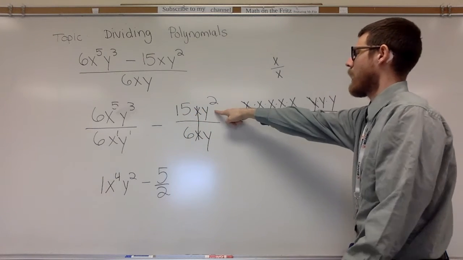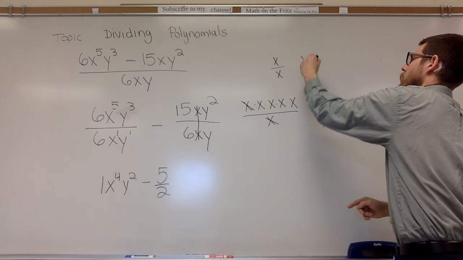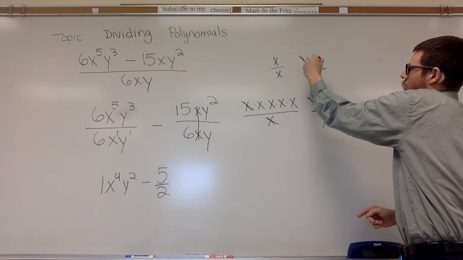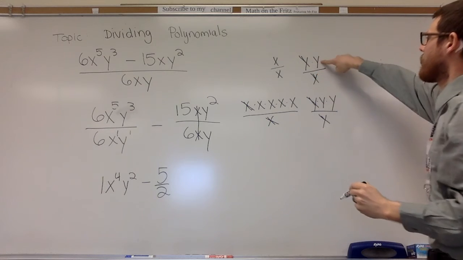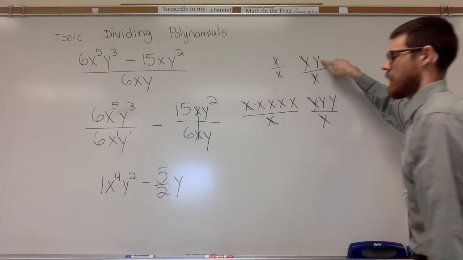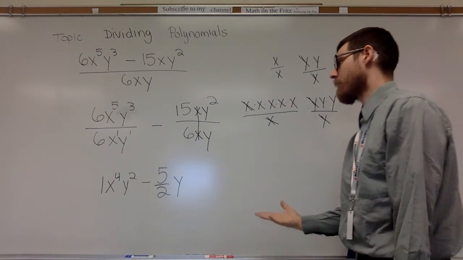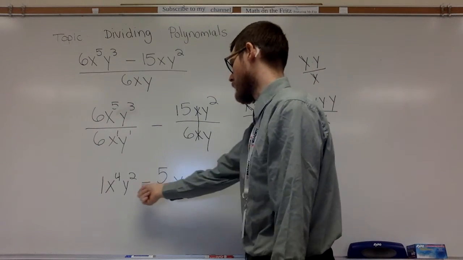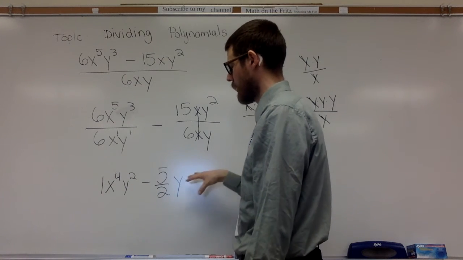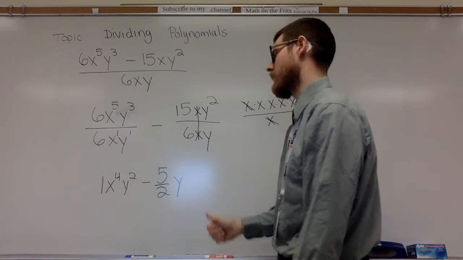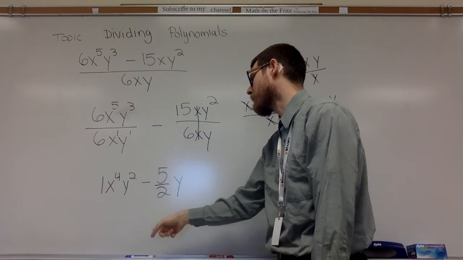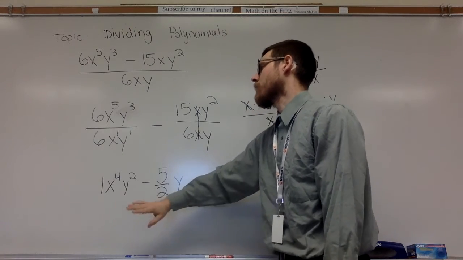But with my y, I do have something left. y times y on top, y on bottom. Anything over itself is 1, but I still have a y remaining, so I'm just going to set that y there. We now have a completed answer because these are not the same as this, so I can't combine them any further. With addition and subtraction, I need the same variables raised to the same power to combine them, and these are not the same, so I'm done.